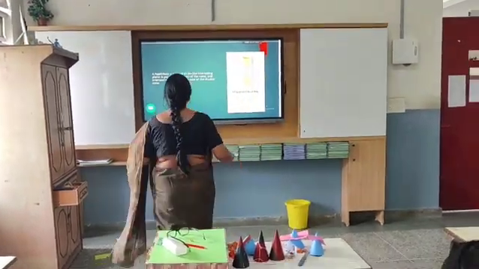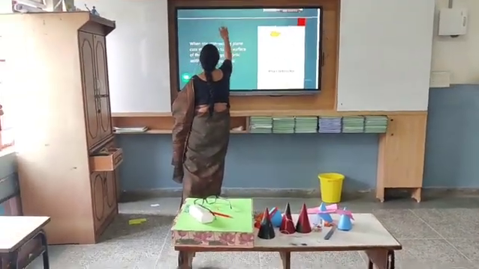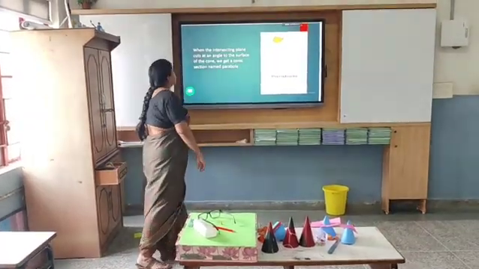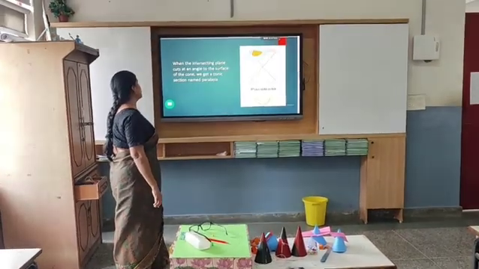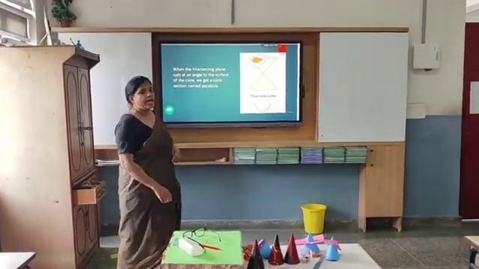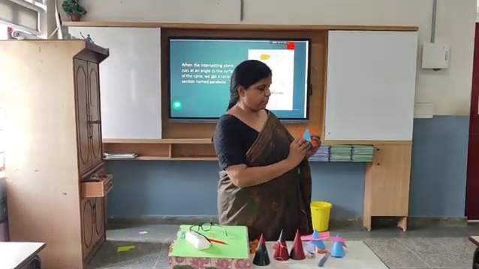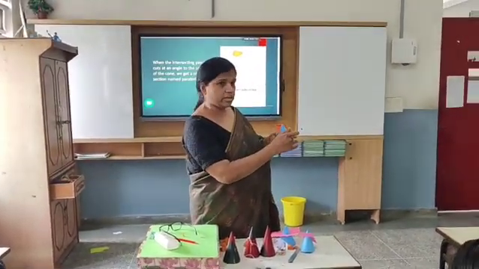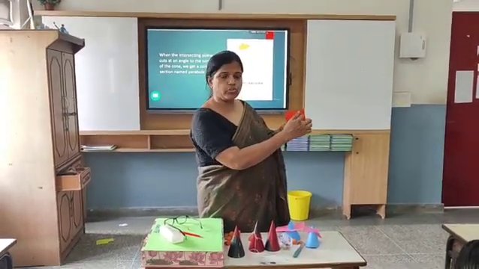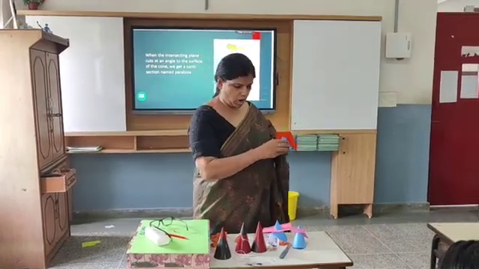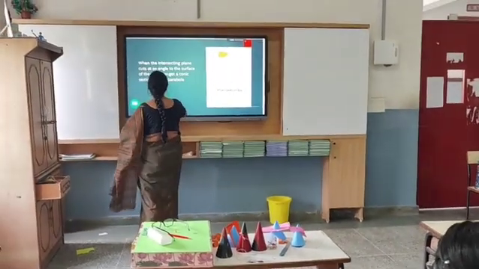And the last section is the parabola. When the intersecting plane cuts at an angle to the surface of a cone, we get a section named parabola. In this case, this plane is parallel to the slant height of the cone. Cut like that, which type of section are you getting here? Parabola. Okay.